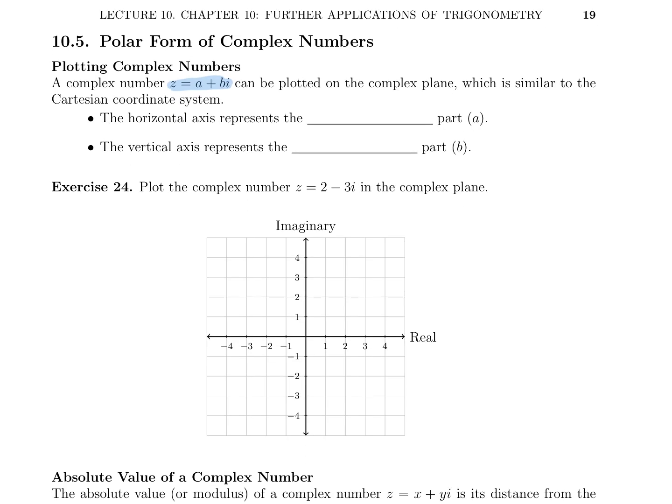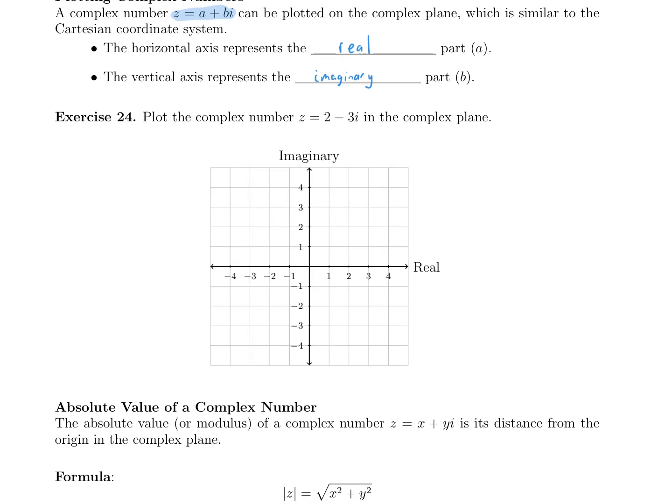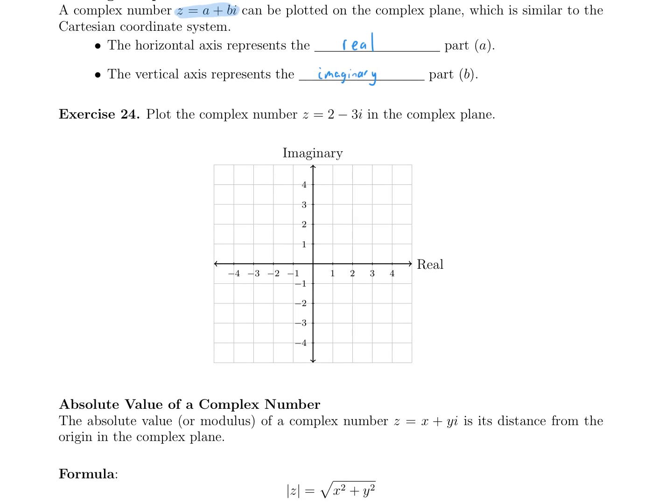Okay, so we have the horizontal axis that represents the real part, which is the a. And then we have the vertical axis, which represents the imaginary part, which is the b. Okay, so let's plot a point, a complex number, in the complex plane. Notice that the complex plane has the real axis instead of the x-axis and the imaginary axis instead of the y-axis. Otherwise, it's pretty much the same as the rectangular coordinate system.